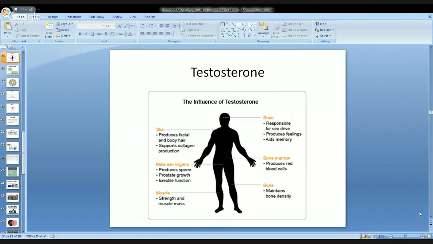Okay, testosterone. What does it do? Produces facial hair. It produces sperm, prostate growth. Only when you're growing initially, but as soon as you hit like 20 years old, you stop growing. Okay. Strength, muscles, sex drive, bone, muscle. That's what testosterone does.